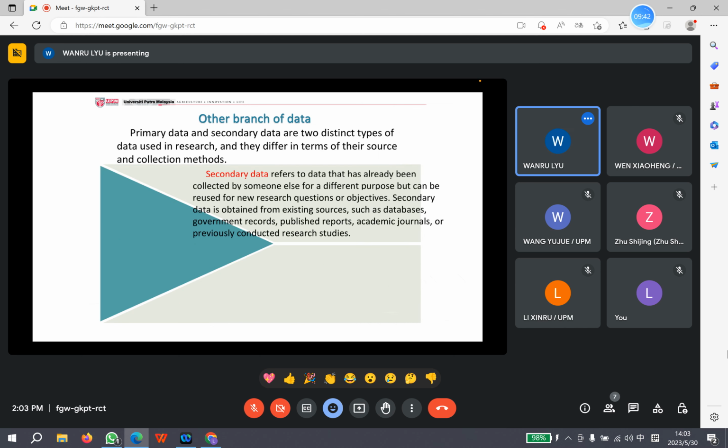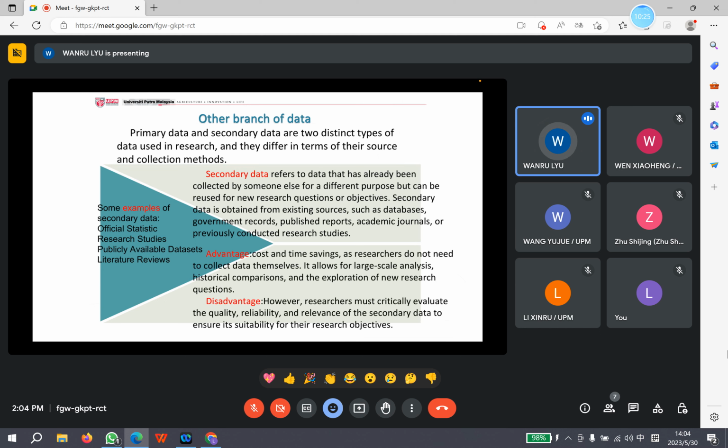Then secondary data. Compared to primary data, secondary data refers to data that has already been collected by someone else for a different purpose, such as databases, government records, published reports, academic journals, or previously conducted research studies. And I'll also give some examples. In the examples, there are publicly available datasets. And this can be very familiar to us because, just like our government, from the finance administration, they always release some data for us to consult.